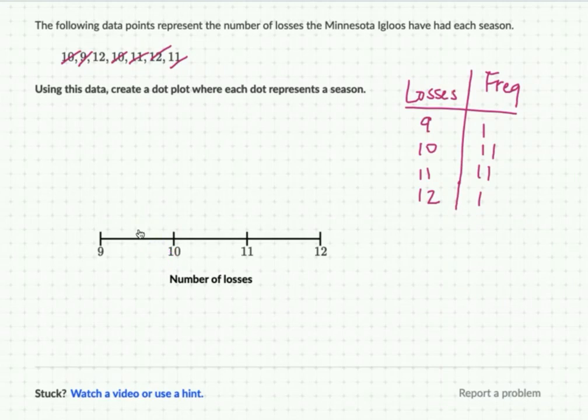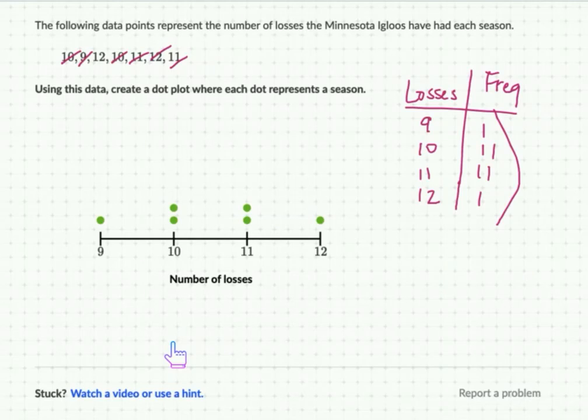For a dot plot, you would need to put a dot wherever you have one frequency. So for 9, it was 1 dot. For 10, it was, sorry, 2 dots. For 11, it was 2 dots. And for 12, it was 1 dot. Okay, so it kind of shows you that shape.